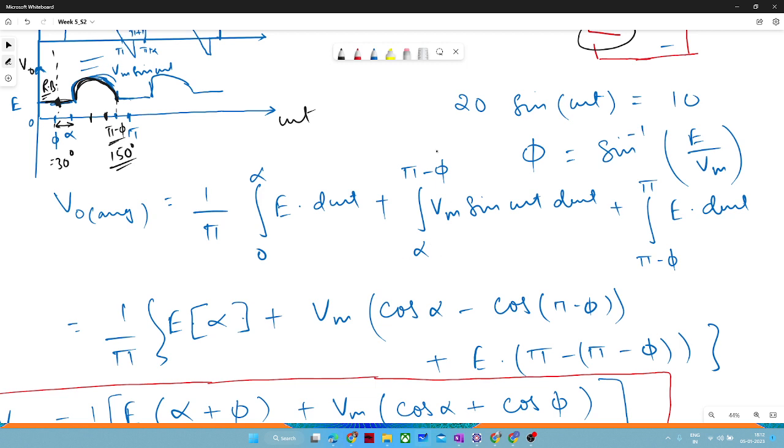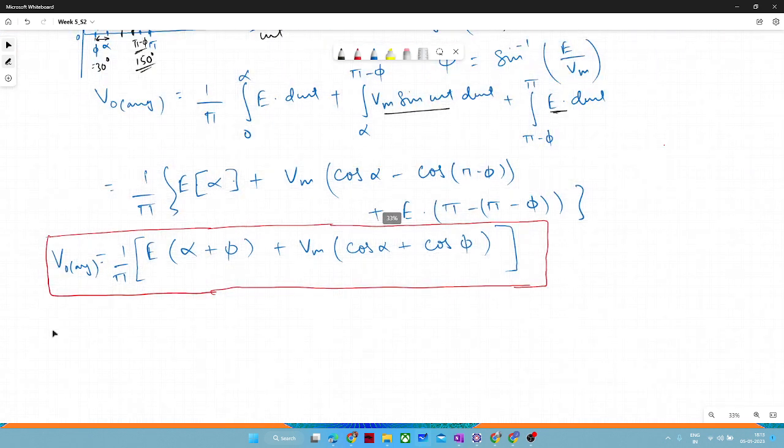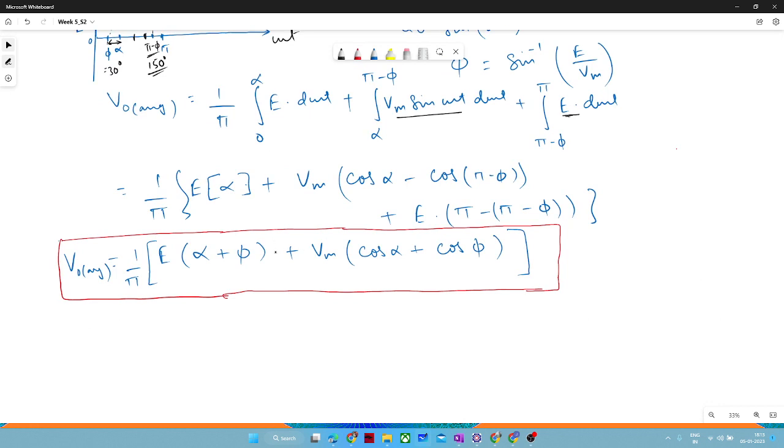After that, from alpha to pi minus phi, it is following Vm sin omega t. We wrote that. Again, because we have to go till pi, after pi minus phi to pi, it is again E. So we wrote that E again, and after just one step of integration, we came out with this expression: 1 by pi, E into alpha plus phi, plus Vm cos alpha plus cos phi.